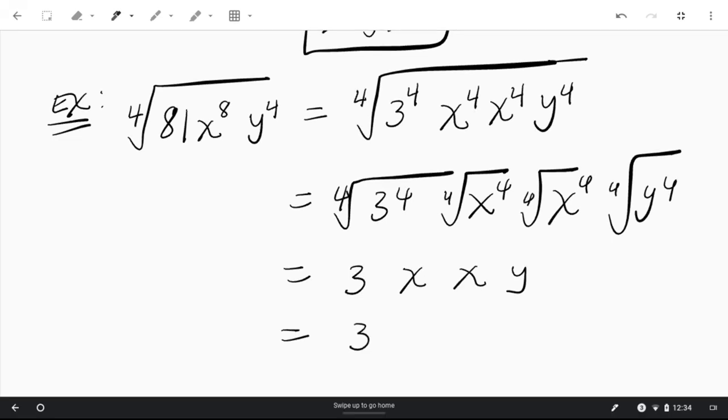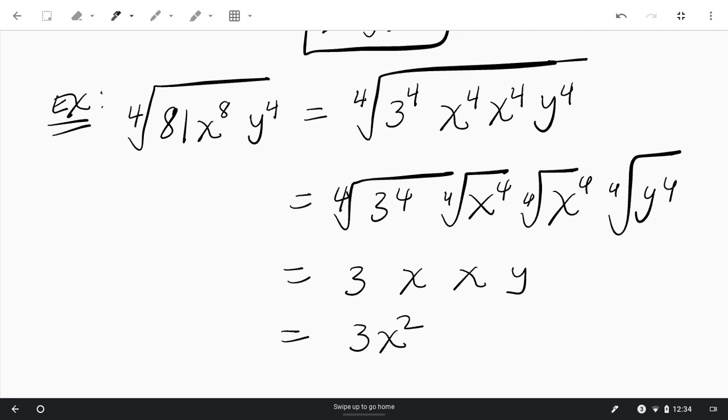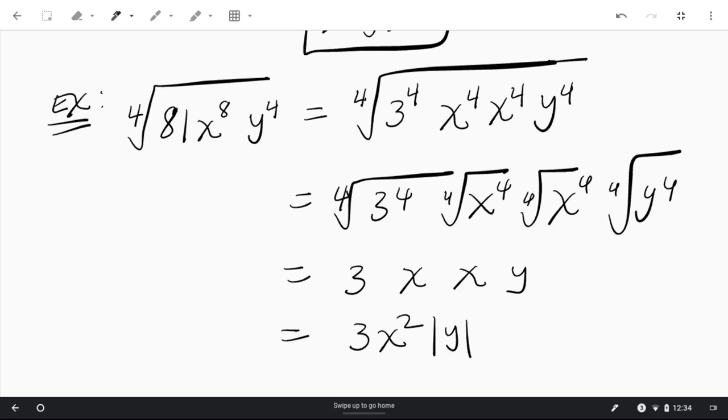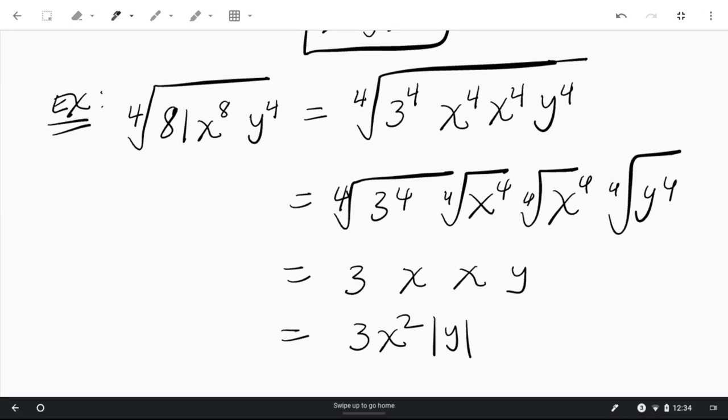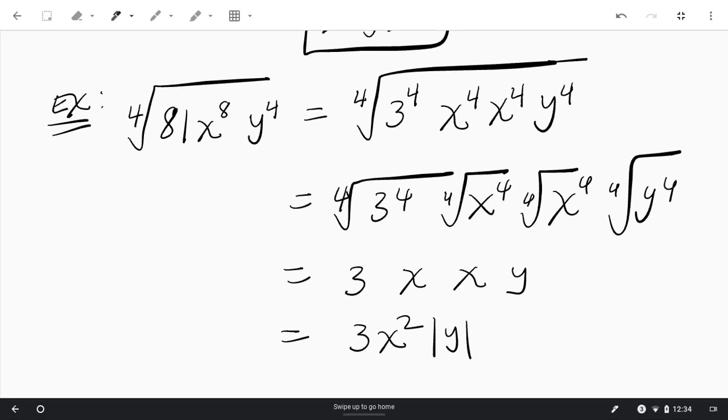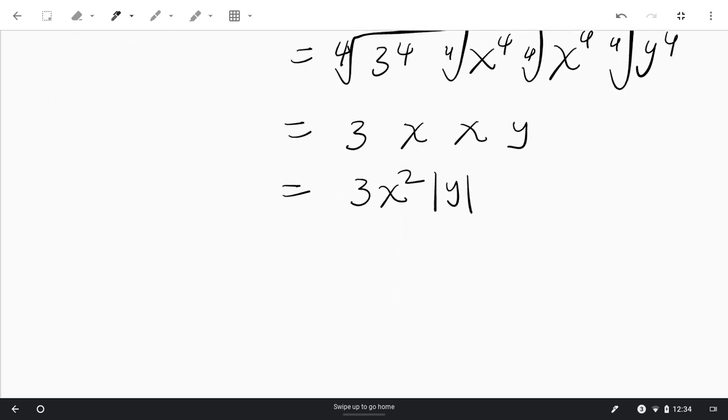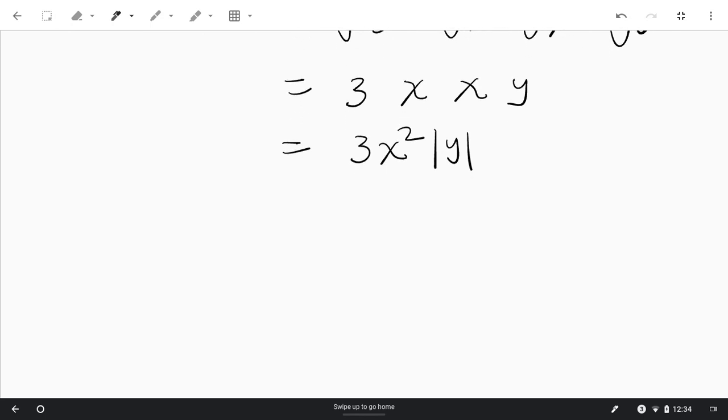squared. And remember, we're taking the even root, so I'm going to go ahead and put absolute value around the y. We don't have to do it around the 3 because 3 is already positive. We don't need to do it around the x squared because anything you square will be positive. This y, we don't know what y is, so whatever it is, it could be negative, it could be positive, we don't know. So we put the absolute value around y. If you're not sure, then just put it around the entire answer, okay? And again, you only do that when you're taking the even root.